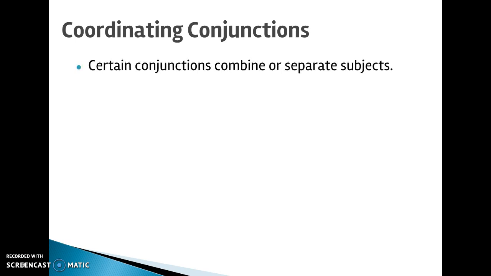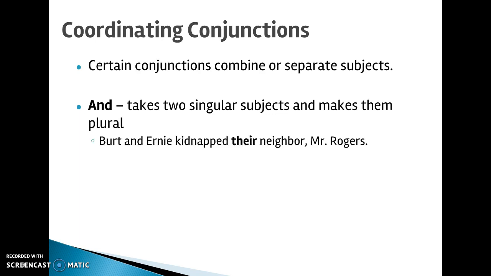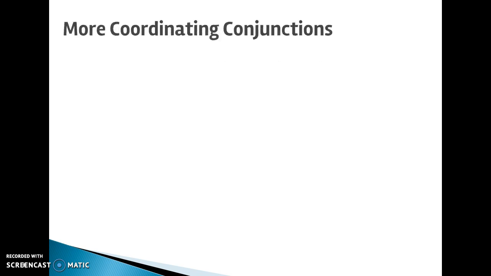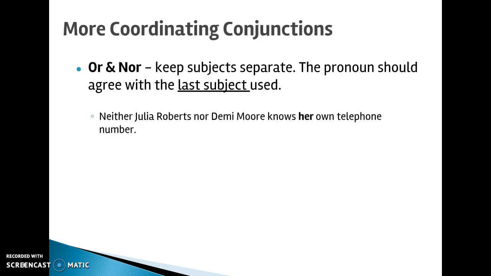Let's talk coordinating conjunctions. Remember, coordinating conjunctions are fanboys that join or separate. So certain conjunctions combine or separate subjects. And takes two singular subjects and makes them plural. Bert and Ernie kidnapped their neighbor, Mr. Rogers. Whereas or and nor separate, just like it did with the subject-verb agreement. And just like with subject-verb agreement, the pronoun should agree with the last subject used. Neither Julia Roberts nor Demi Moore knows her own telephone number.